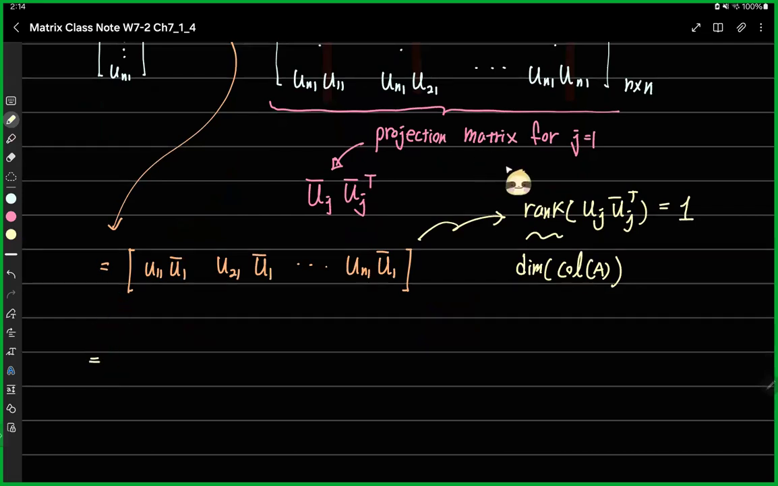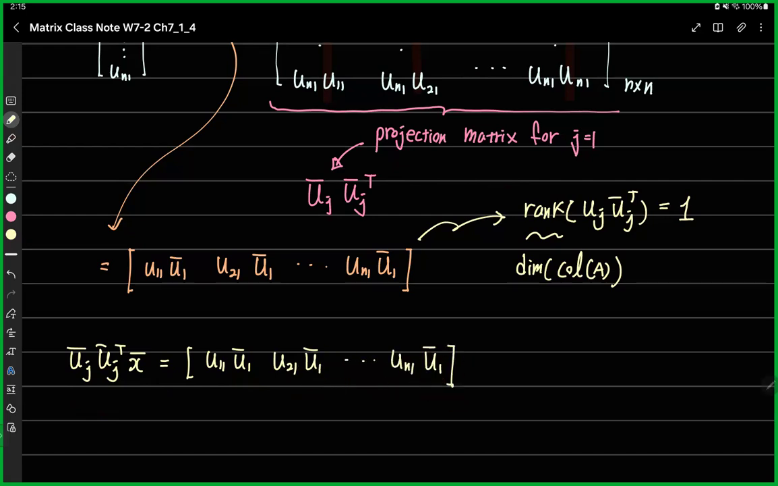Why is this called the projection matrix? I was just wondering. By the way, let me do u_j transpose and x. Because I want to figure out why this is called the projection matrix, let me derive this. This is equal to u11 u1, u21 u1, through un1 u1, right? Because we figured out this one in here, right?